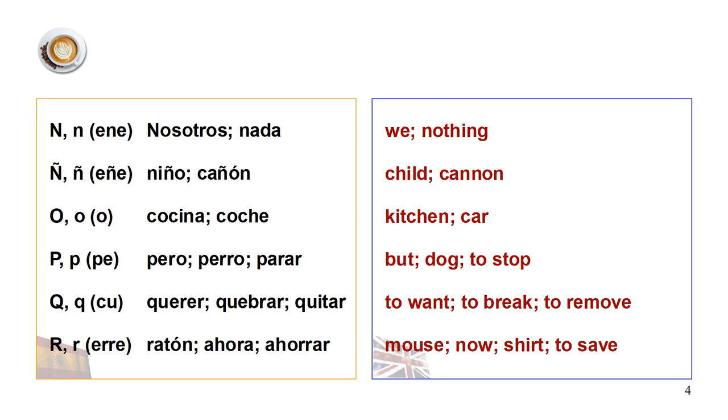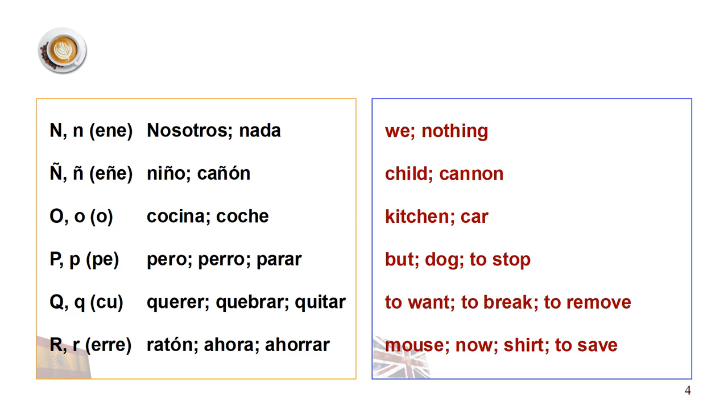And now we have got to the pride of the Spanish language, its little baby, the letter ñ. Just pay attention to its pronunciation and try repeating it several times. You will see it's not difficult to pronounce at all. Ñ, niño, child, cañón, cannon.